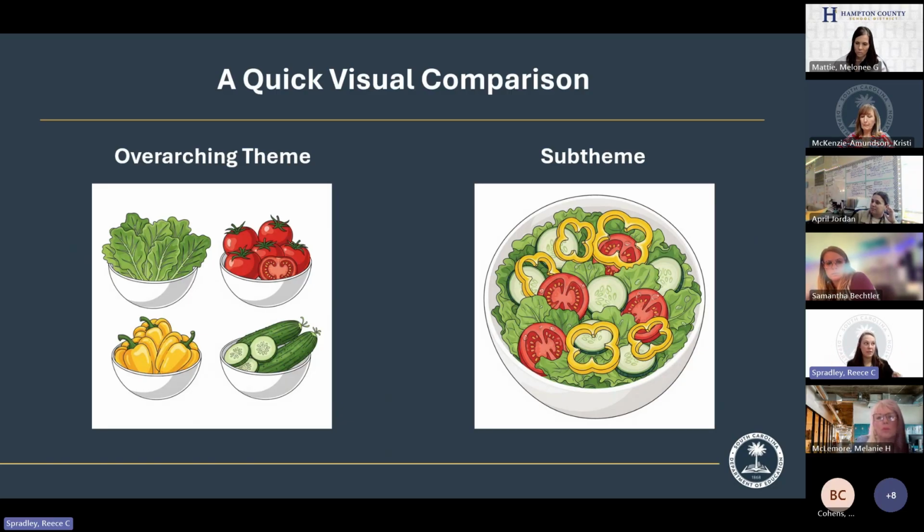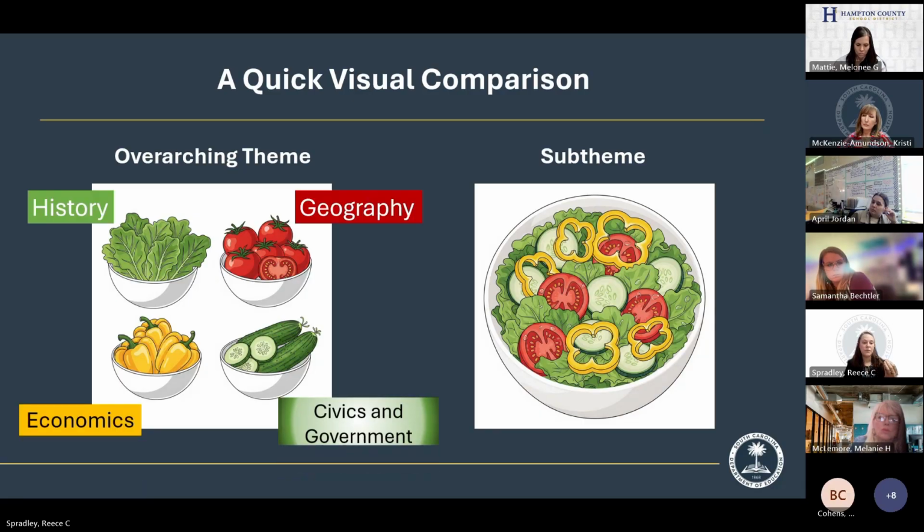So before we get into these more specifically, I want you to think about a salad. Our overarching themes are like ingredients in a salad. They're all distinct. They have their own features and flavor. And then sub-themes are mixes of those ingredients for the salad. So with our overarching themes, those are things like history, geography, economics, and civics and government. Those are our 4 themes in K-2 that we talked about earlier, right? So we see pieces of all 4 of these as we go into those courses with the more complex or mixed sub-themes.